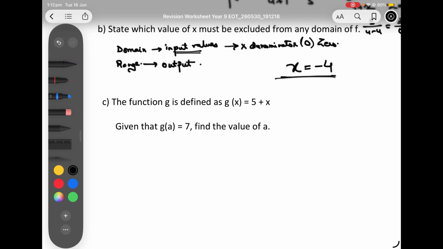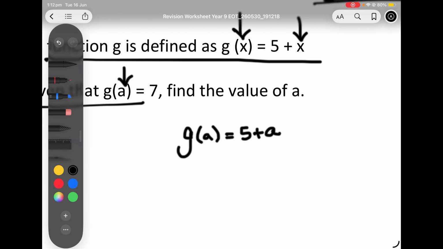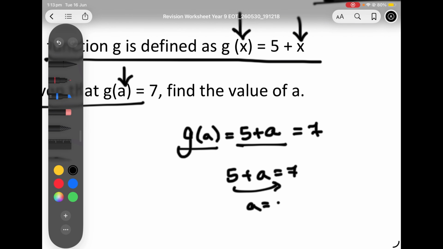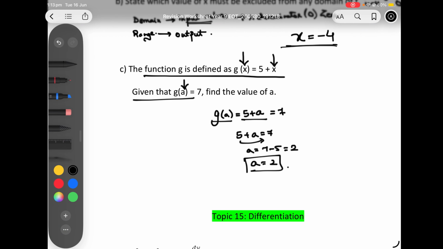Okay, the next is the function g defined by this. Given that g of a is equal to 7, find the value of a. First of all, in place of x put an a. So g of a is equal to 5 plus a, and this is also g of a. Both of them are equal to 7, so 5 plus a is equal to 7. This goes to the other side, it becomes 7 minus 5, which is equal to 2. So a is equal to 2 is what you get. These are the type of questions that are asked.